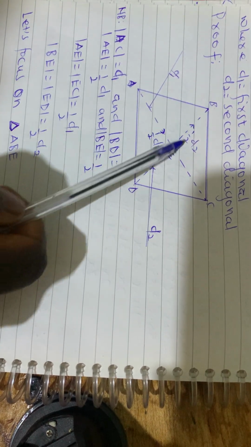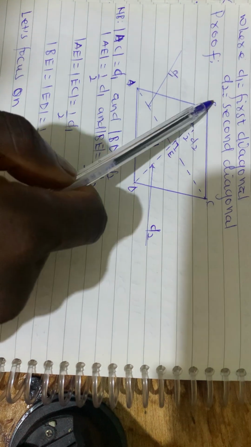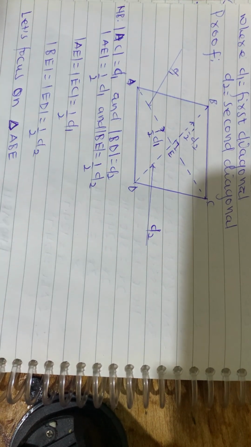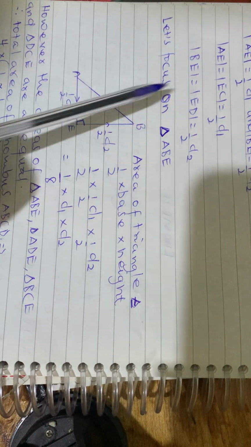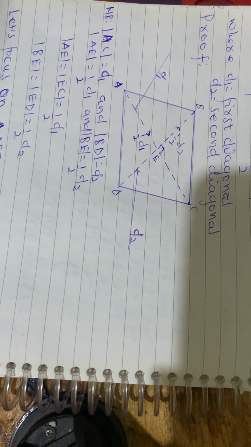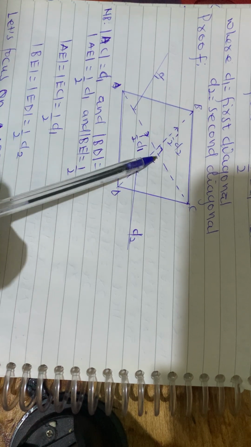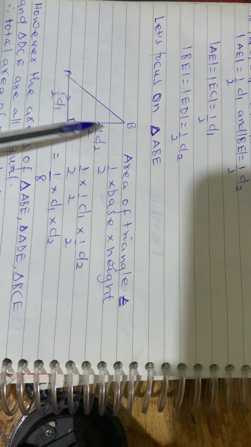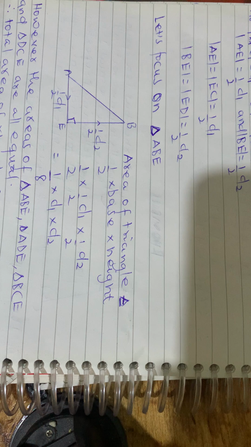Now I want us to focus on this triangle, ABE. So you're having a triangle, right? You take ABE. That's what I'm drawing here. So look at something. BE is half D2. AE is half D1. So that's what you have here. Half D2 for BE, and AE is half D1.